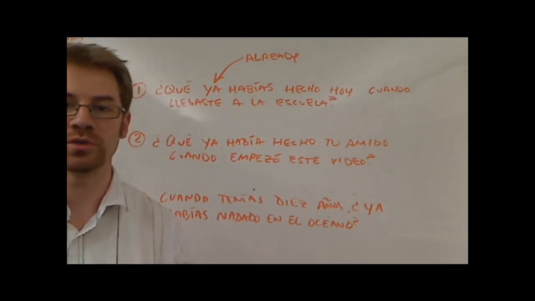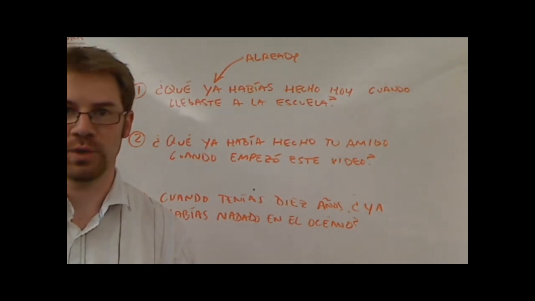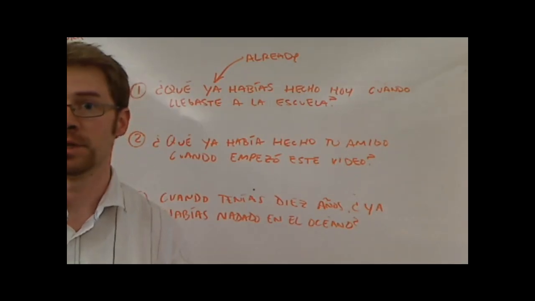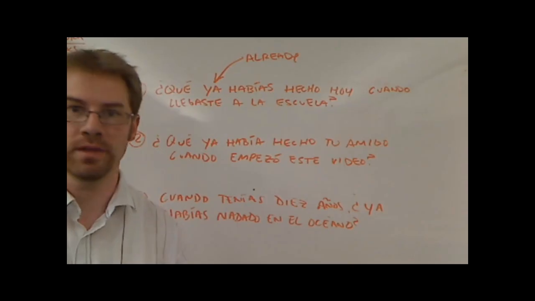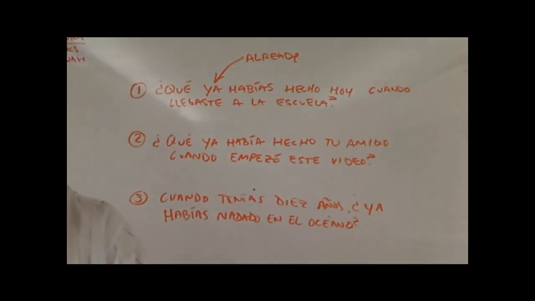So pues uno dice, ¿qué ya habías hecho hoy cuando llegaste a la escuela? So what had you already done today when you got to school? So tell me that I had already done this, or I had already done that, and then do 2 and 3 after that, and I'll give you my answers. Here we go.